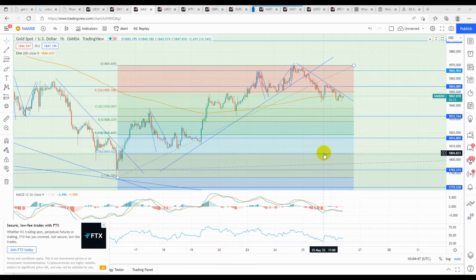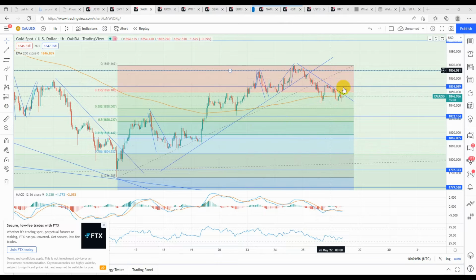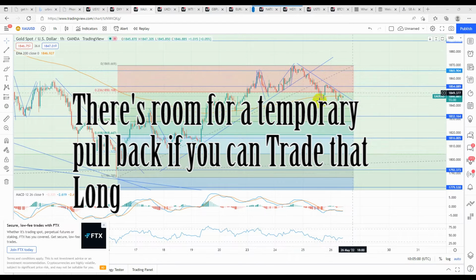Okay, so let's dive into this. Gold has broken this trend line that I have. I'm expecting gold to head down towards around 1770 now. So I would suggest finding an entry point to do a short somewhere around here. It looks like we've hit some kind of local support here.